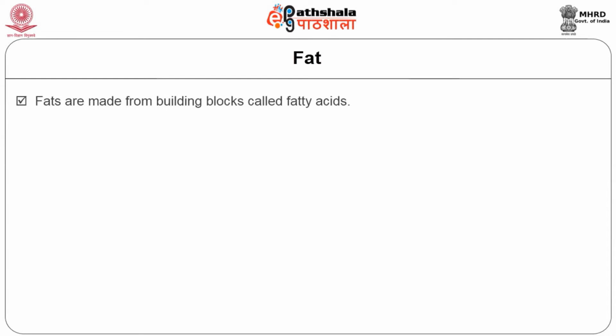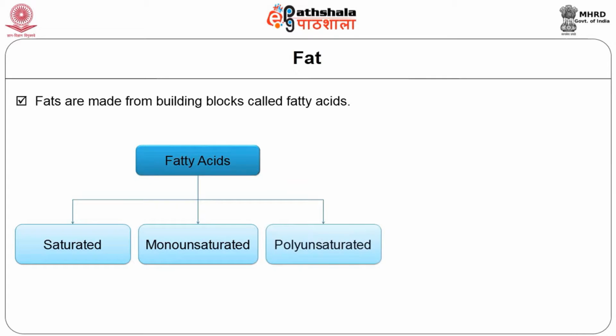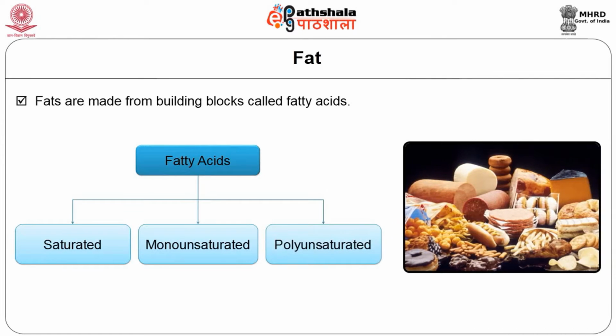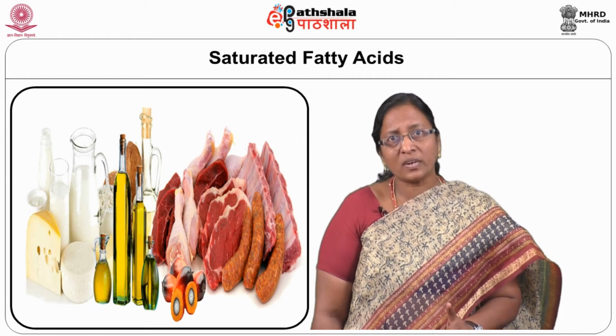Fats are made up from building blocks called fatty acids. There are three types of fatty acids: saturated, monounsaturated and polyunsaturated fatty acids. The fat in food contains a mixture of all three fatty acids in different proportions in different foods. Students, do you know about the saturated fats?